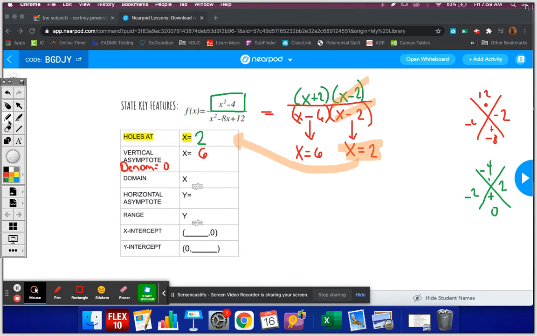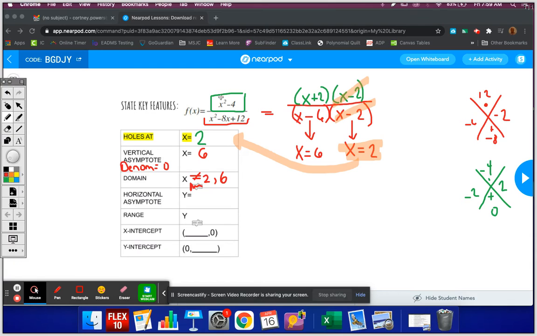And then we can still say our domain is still going to exclude both of those numbers. We don't want x to equal 2, and we don't want x to equal 6, because if I look at my original problem, 6 and 2 were both the numbers that would turn the denominator to 0. And then when we look at our horizontal asymptote, we ask, what's happening here?